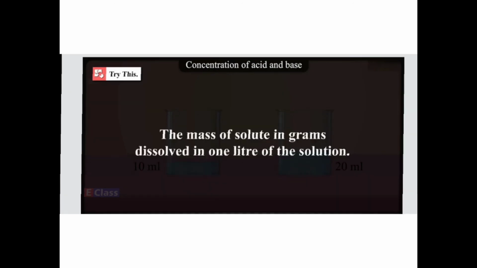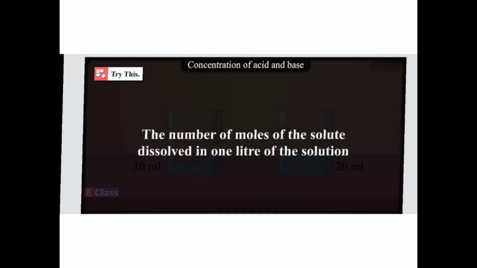And another thing is number of moles. In the last chapter we learned that molecular mass expressed in grams is called the mole of that particular substance. So the mass of the solute in grams dissolved in 1 liter of solution is one way of defining, and the number of molecules of the solute dissolved in 1 liter of solution is another way of defining. So number of moles. For example, let me take an example.